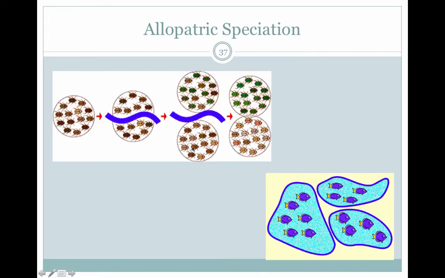So let me give you some examples. Allopatric speciation. Here we have a population of cockroaches that was literally divided in half, and you can see a green mutation popped up in one of them and not in the other. And then at some point they become different enough that they can no longer mate with each other. And here you have populations of fish that are divided into little different areas. You often see this happen with tidal pools.